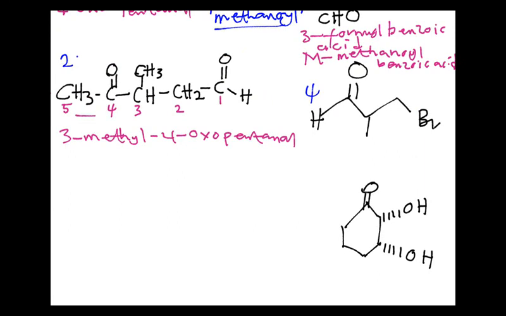what about number 4? Let's start by numbering from the aldehyde carbon 1, 2, 3. Alright, so we'll write in alphabetical order. We know that our longest chain is propane with corresponding alkane, so this is going to be 3-bromo-2-methylpropanal, good.